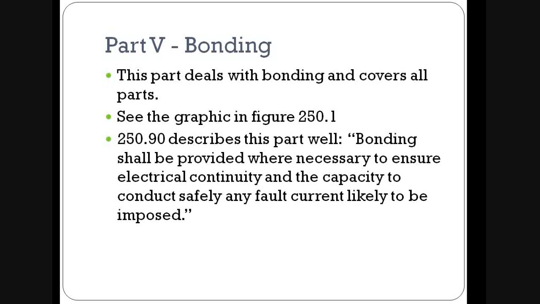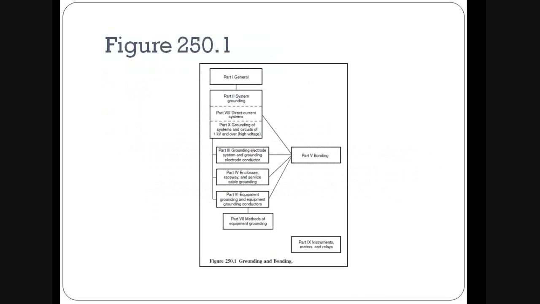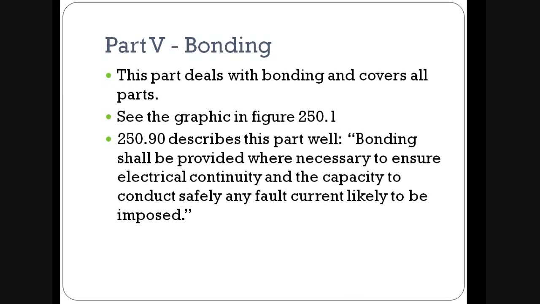And Part 5 on bonding, this covers all parts. You can see in this graphic in Figure 250.1 that Part 5 on bonding relates to all of the different parts of the system. As we continue in Part 5, I think a good description is in 250.90, which says that bonding shall be provided where necessary to ensure electrical continuity and the capacity to conduct safely any fault current likely to be imposed. This is why bonding is so important and why it applies to so many of the different other parts of this code section.